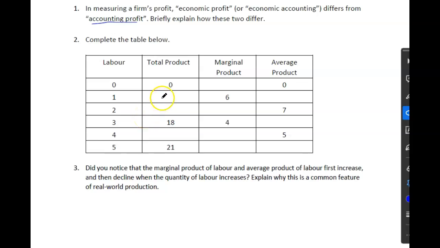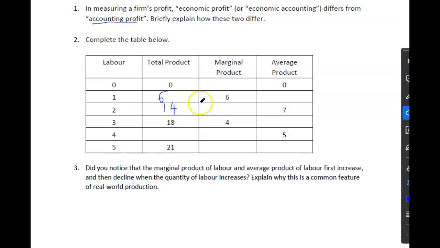So to do this, it's simple. Obviously we put 0 over here. Now the next one will be 6, because 0 plus 6 is 6. Then to work out this one over here, we can use this, because the average product is equal to the product divided by this. So this will be 14, because the total product 14, divided by 2 is 7.